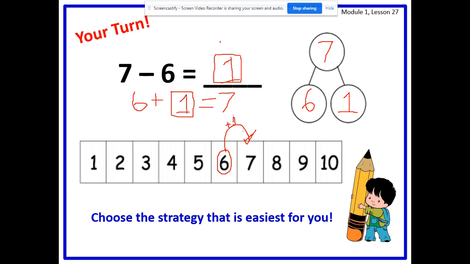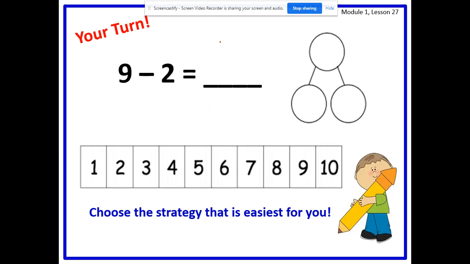Remember, if at any point you need to stop the video, you can go ahead and press pause and press play when you're ready. Next one. Ready? Go ahead and write 9 minus 2 equals blank and draw your number bond. Press pause in the video at this time and press play when you're ready to continue. At this point, you should already have your equation written and your number bond drawn.